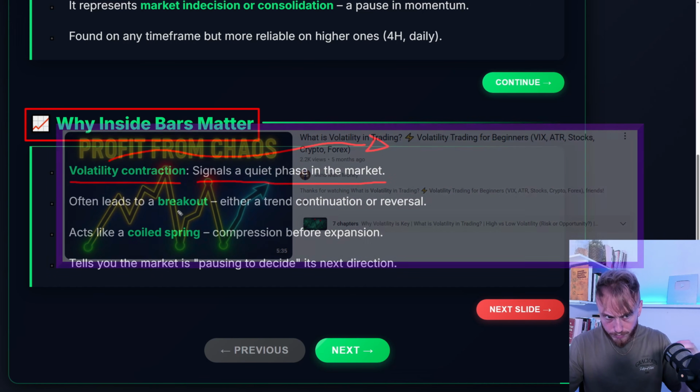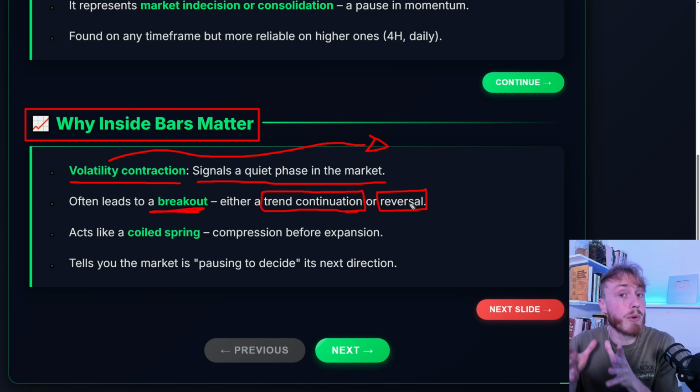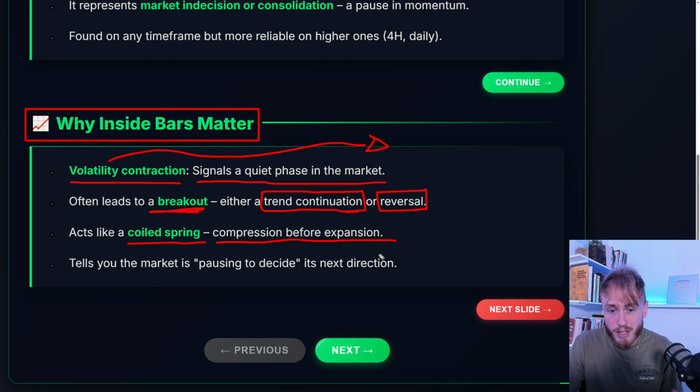And here, the inside bar often leads to a breakout, at least if we are in a trending market. So it can be a trend continuation or a reversal, but in my opinion, the trend continuation type is much more significant. As for reversals, in order for them to act as a reversal, they need to appear at a key support or resistance level. And you can think about them as a sort of coiled spring. So this is a compression before the price expands.